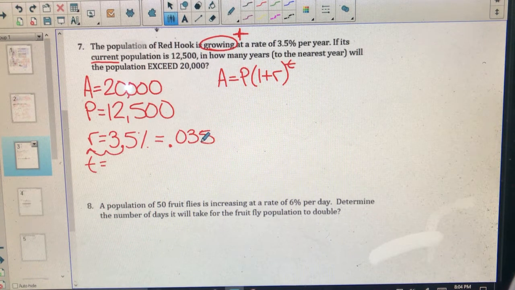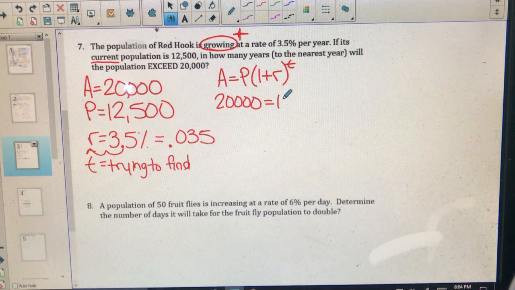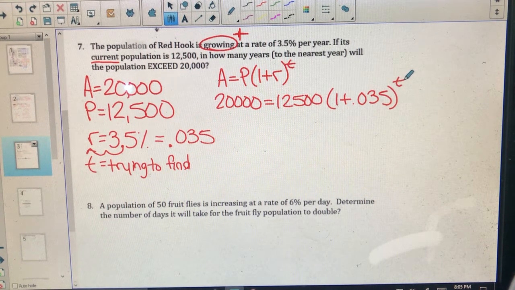Now, if I read through the problem again to try and find the time, it says, in how many years? That's what it's asking me to find. T is now what I'm trying to find. So T is just going to stay T, and I'm going to plug everything else in. So in place of A will be 20,000. That's equal to 12,500 times 1 plus 0.035, and that's raised to the t.